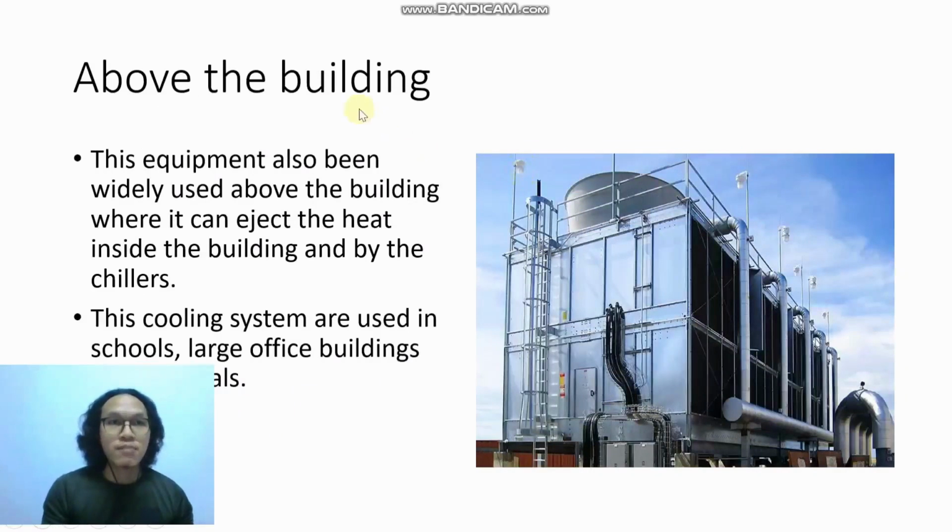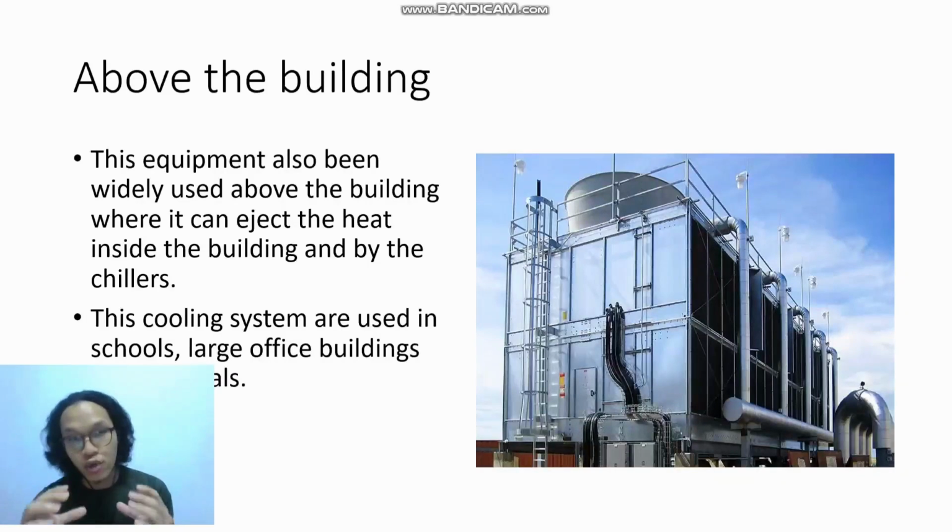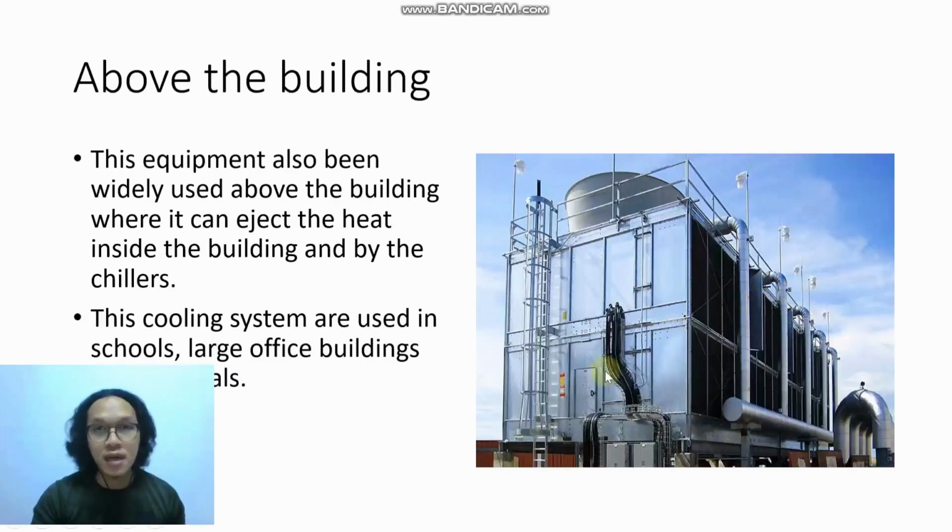So the next one is above the building. As we can see, this cooling tower can be used in schools or large office buildings or hospitals, because this building produces enough heat by the chillers, or we can call it air conditioning, which provides a cool environment inside the building. The heat produced by the chillers is sent to this cooling tower above the building, so that it can be cooled again and sent again to the desired place.